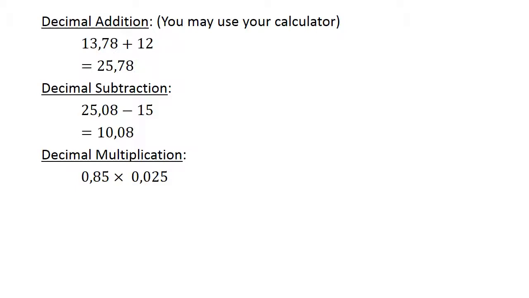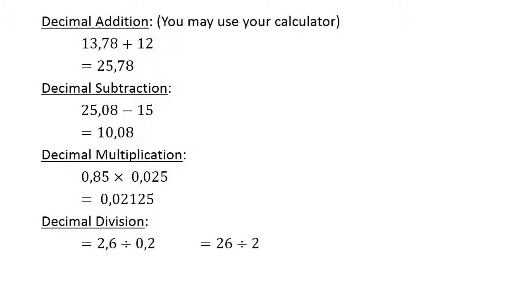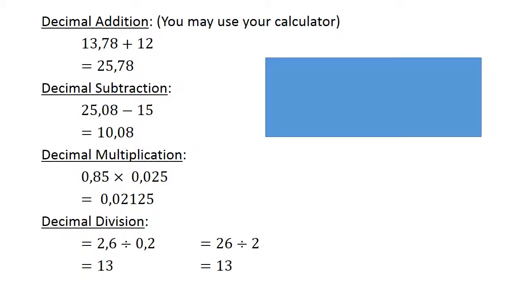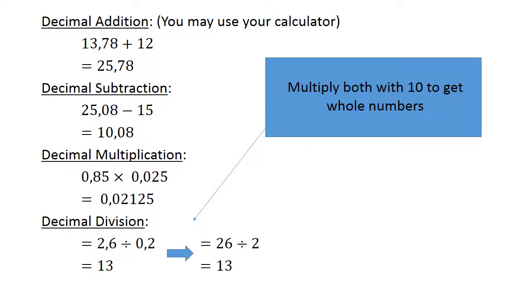Decimal multiplication, 0.85 times 0.025 equals 0.02125. Decimal division, 2.6 divided by 0.2 equals 13. We multiply both with 10 to get whole numbers. 26 divided by 2 equals 13.